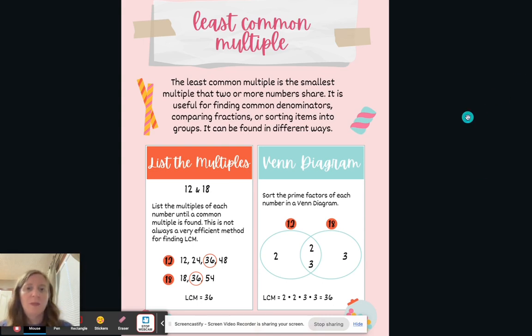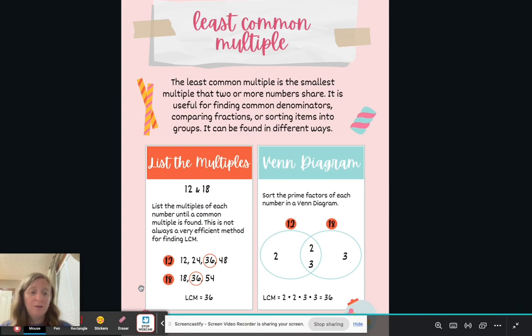There's a couple different ways. I'm going to focus on two: list the multiples and the Venn diagram. Listing the multiples can be really helpful, especially if you know your multiplication tables quickly. We're looking at 12 and 18 here. 12 times 1 is 12, 12 times 2 is 24, 12 times 3 is 36, 12 times 4 is 48. Then you start listing the multiples of 18. 18 times 1 is 18, 18 times 2 is 36. Found my answer. That's how you would find the least common multiple of those numbers.